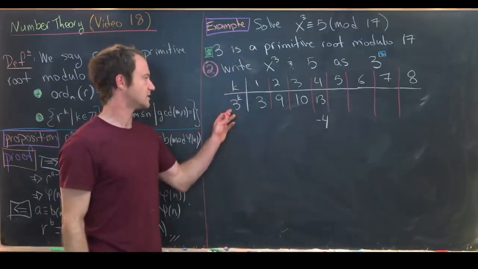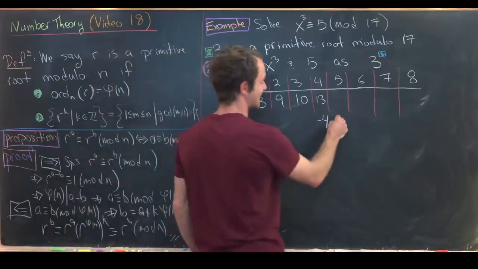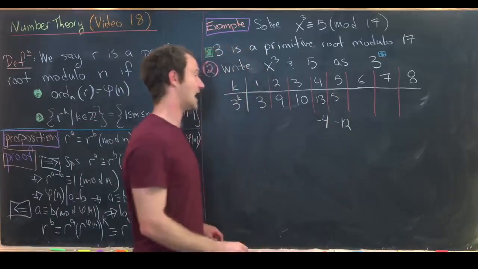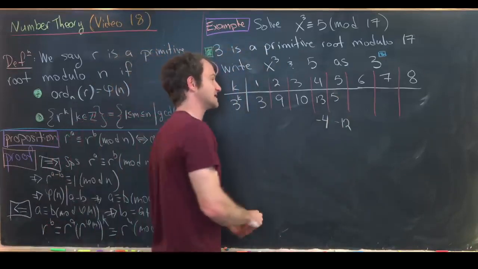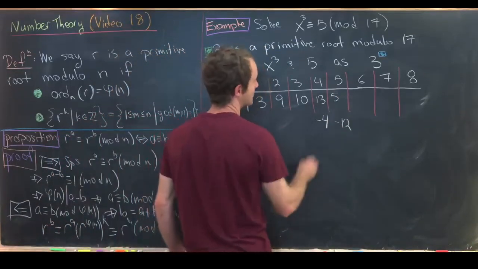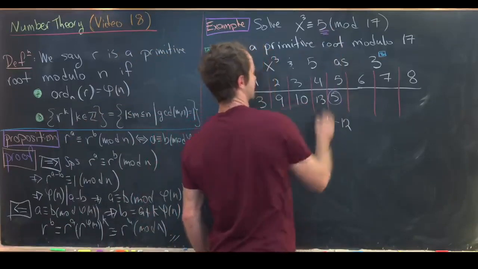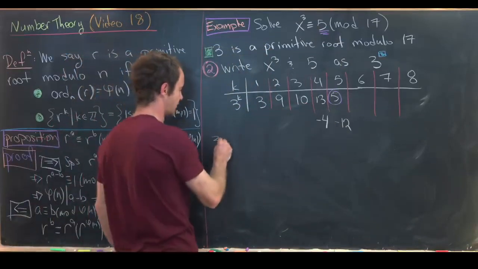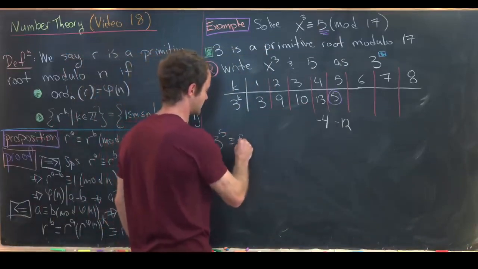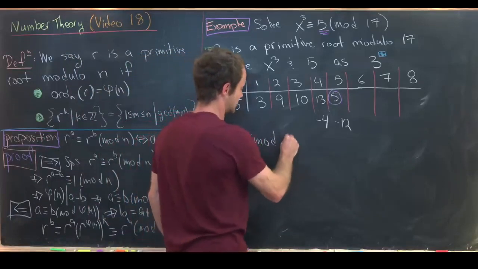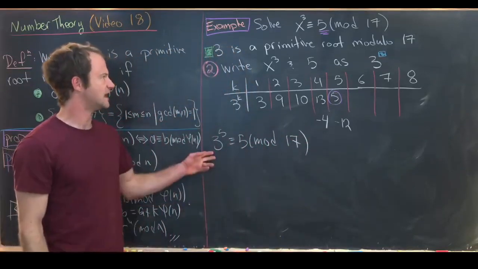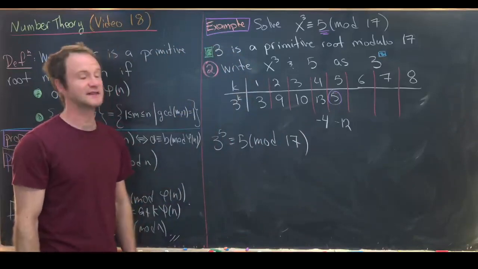We could also see that -4 is 13. Okay, so now if we multiply that by 3, we'll get -12. But notice -12 is the same thing as 5. But 5 is exactly what we're aiming for, because that's the right-hand side of this congruence, so we can stop here. So notice that tells us that 3 to the 5 is congruent to 5 modulo 17. Okay, nice. But now how do we write x cubed as a power of 3?